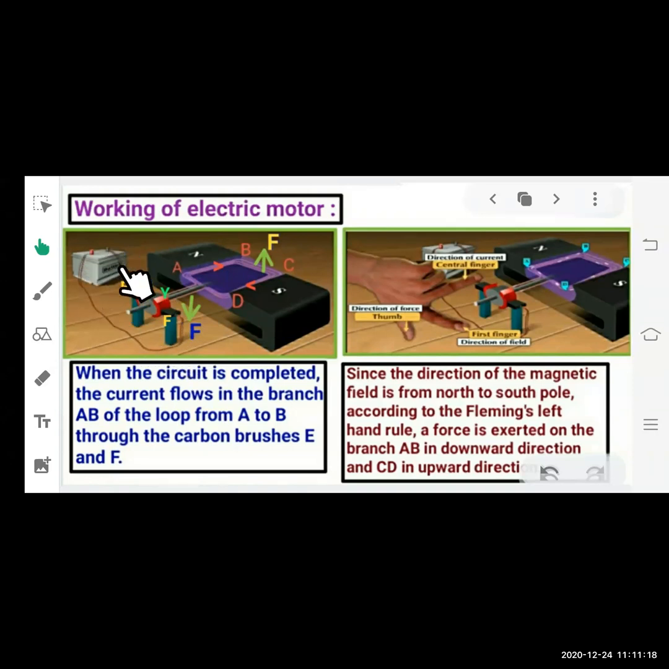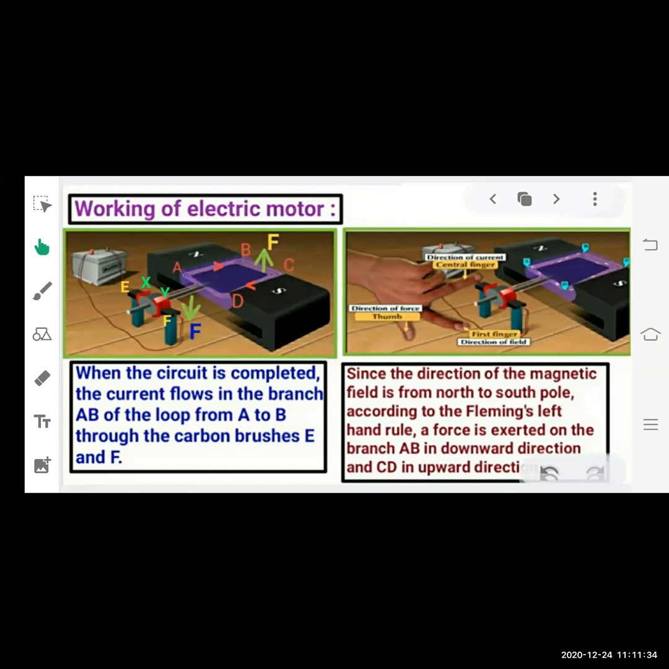In the exam, when you are going to draw this diagram, you have to take care while labeling it. You can't disturb the labeling, because if you disturb the labeling, your explanation will also be changed. So take care of that.